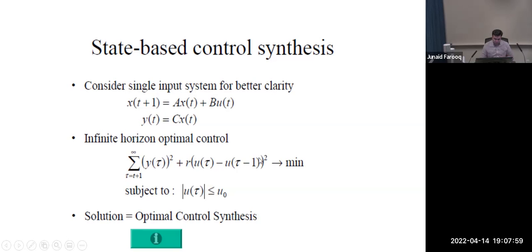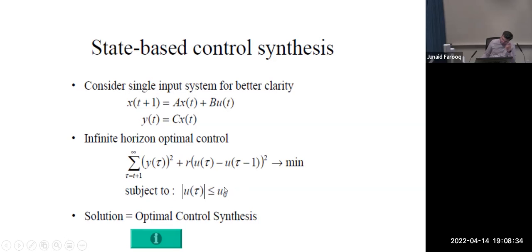And again, these are squared. So just to take into account the negativity somewhere, you just simply square the values and construct a function. Now this one is an infinite horizon problem because it goes up all the way to infinity. So you're saying that you want to minimize this aggregated values of this summation, subject to the constraint that the absolute value of u of tau is less than some u naught.